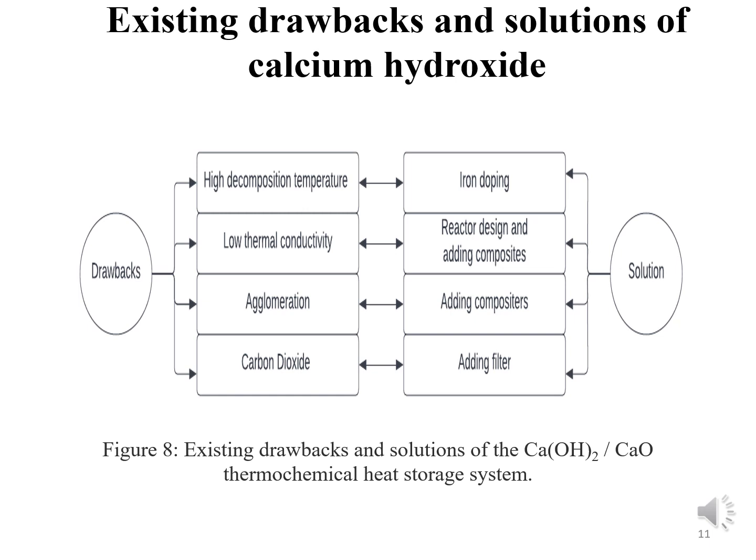As can be seen in figure 8, the drawbacks are high decomposition temperature, which can be solved by doping of iron with calcium oxide. The second drawback is low thermal conductivity, which can be easily solved by the design and composites. The formation of agglomeration and cracks can be eliminated with the help of composites. The formation of carbon dioxide and the effect of it can be minimized with the help of filters.